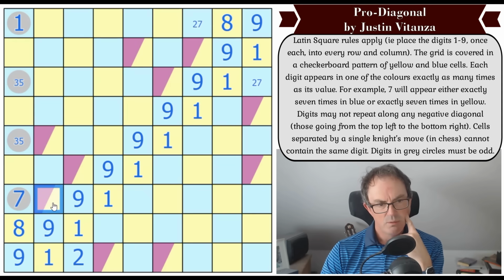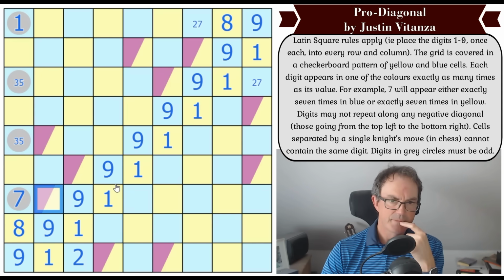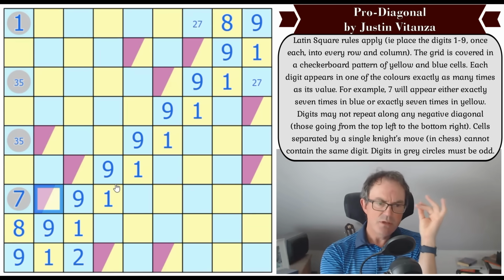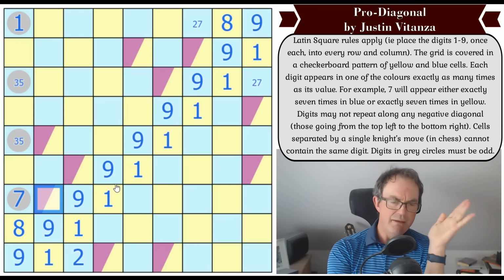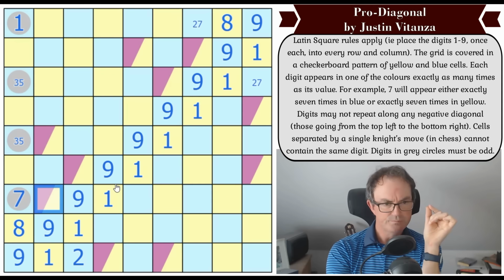What were the purple digits again? Can't remember now. Purple was 8, wasn't it? Yeah, purple was 8. Okay, let me just keep thinking about this. So 2 and 7 have to appear on every blue diagonal. That's true.